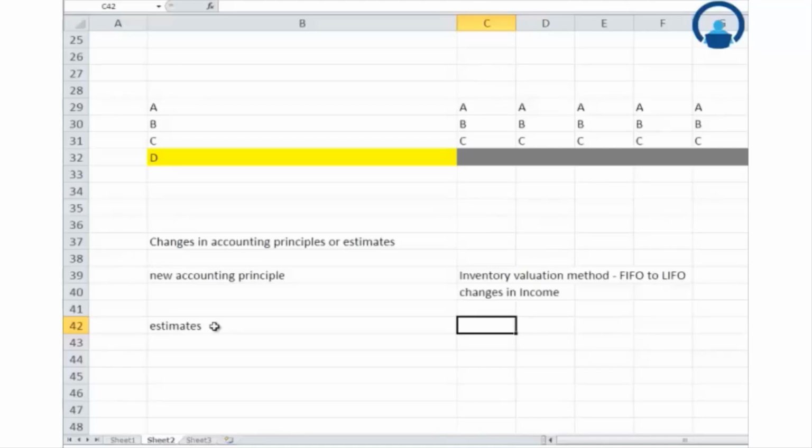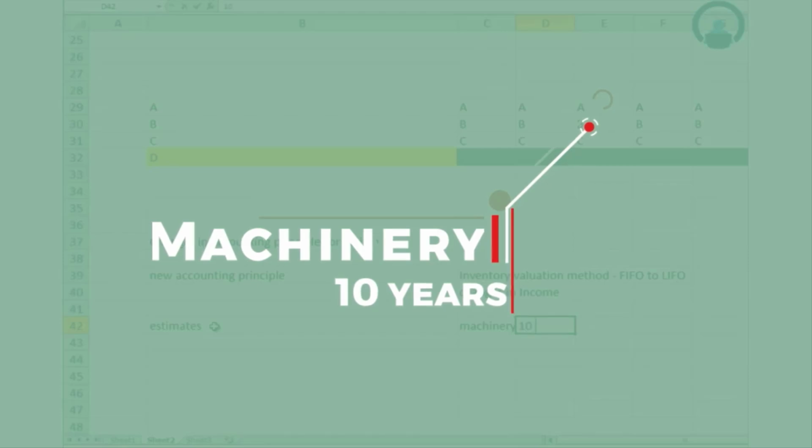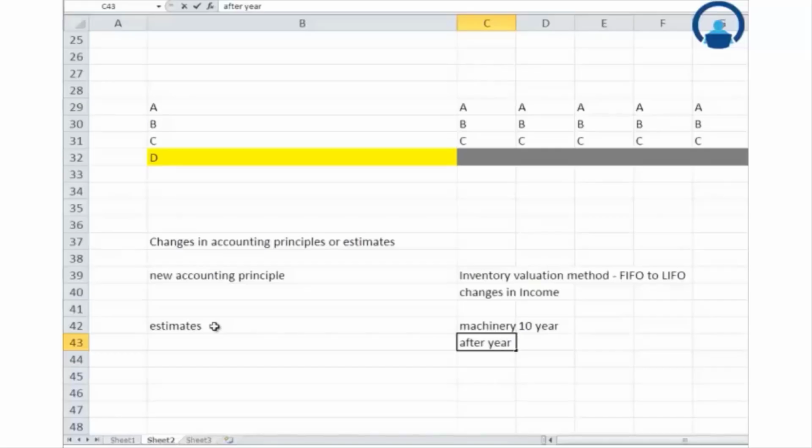An example can be that, let's say, a company is using a machinery and they may have earlier estimated that the useful life would be 10 years. Maybe after 5 years or so, they realized that the machinery has another 10 years to live. So there can be a change in accounting estimates, and these changes in accounting estimates actually result in the corresponding changes in the income statement.